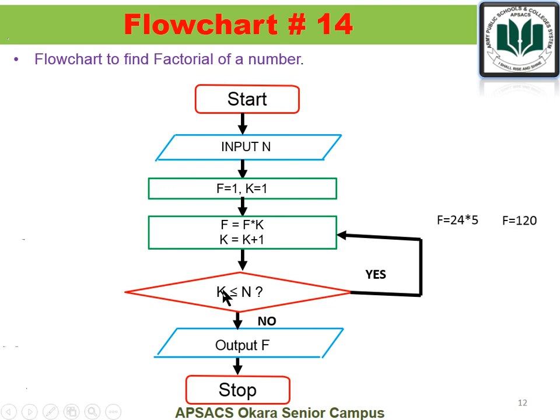24 multiplied by 5 will become 120. So now the new value of k will be k + 1: 5 + 1 is 6. Is 6 less than or equal to n? No, it is false, and we will move to this step, which is output f, and ultimately the last step, which is stop.